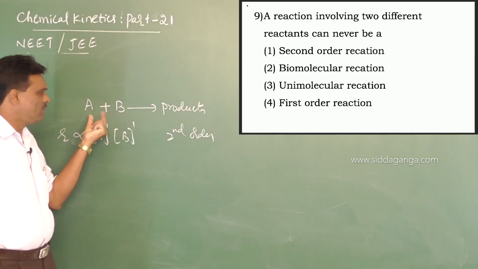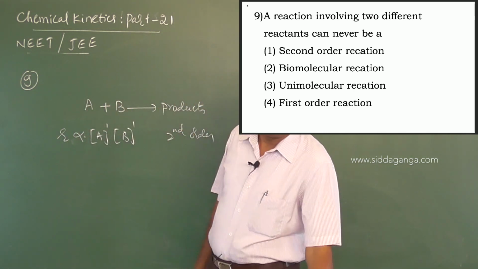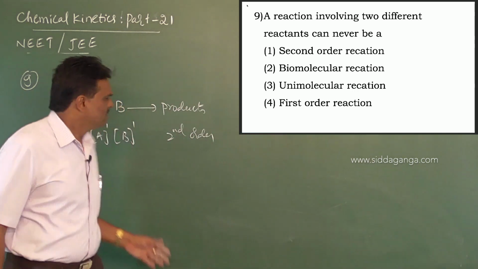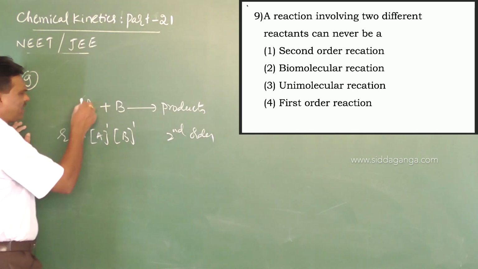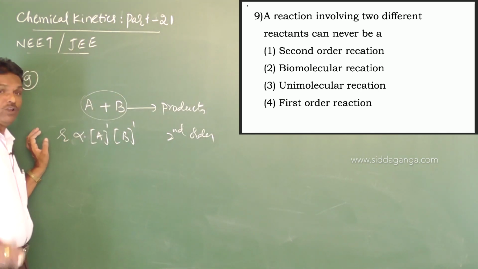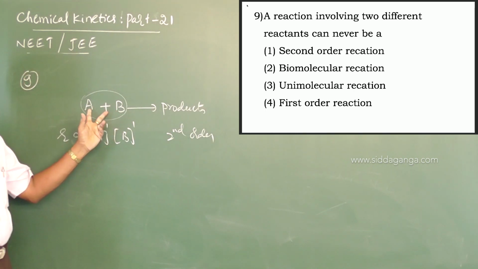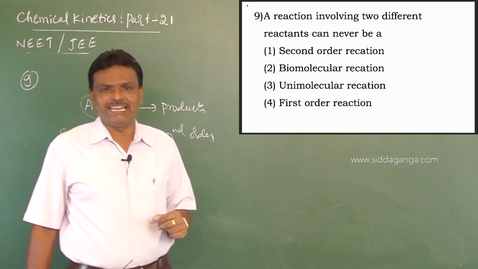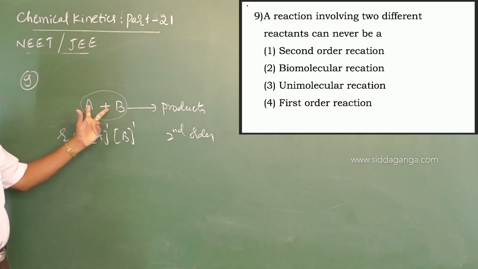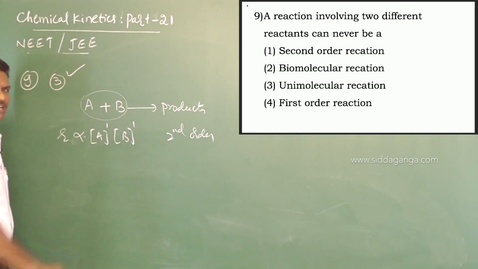Then bimolecular reaction: two different reactant molecules are involved in an elementary reaction. The sum of the reactant molecules is equal to the molecularity. Yes, bimolecular reaction is also possible. Then unimolecular: two reactant molecules are involved in an elementary reaction, but the molecularity is not equal to 1. Molecularity is always 2. If two reactant molecules are involved, it can never be a unimolecular reaction. It is always bimolecular. So the third option is the right option.